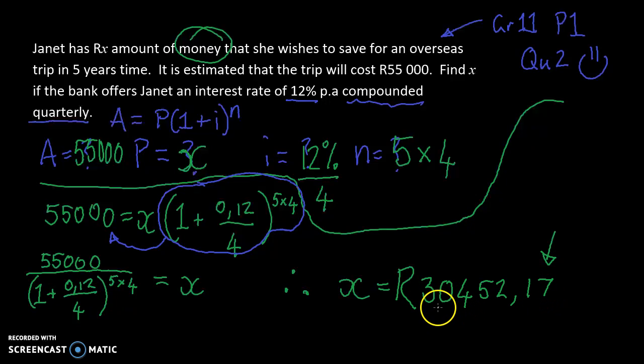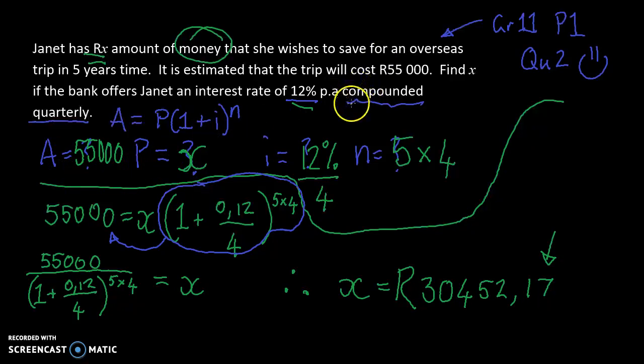The question we've now answered is how much money Janet currently has. It's just a fancy way of asking that. She currently has 30,452 Rand and 17 cents, and in 5 years' time, at an interest of 12% compounded quarterly, she will have a total of 55,000 Rand.